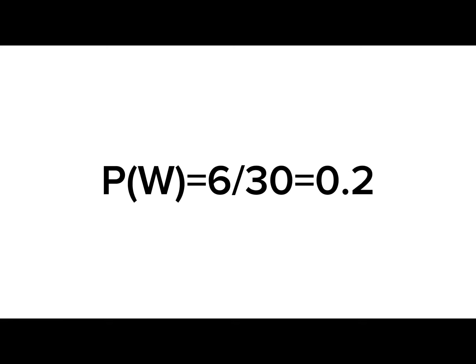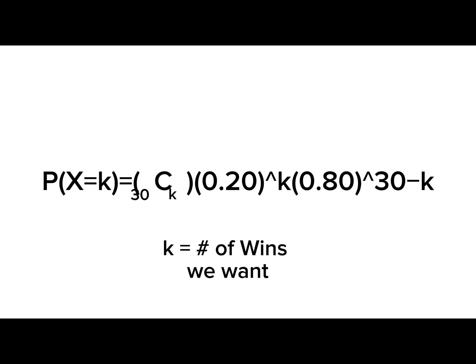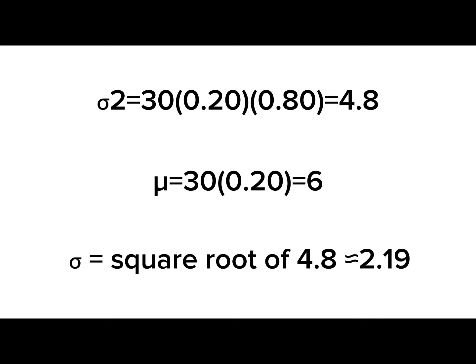So now let's define the random variable. Let's let W equal the number of wins in 30 games of Solitaire. I got 6 wins in 30 games, so it will be a probability of 0.2. This is what our probability distribution will look like. K is going to equal any whole number from 0 to 30. These are the variance, mean, and standard deviation for this model.